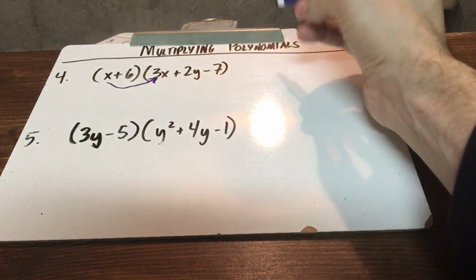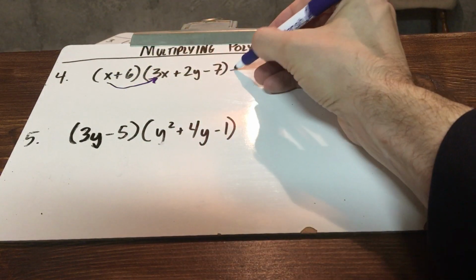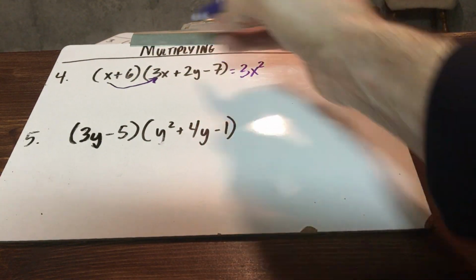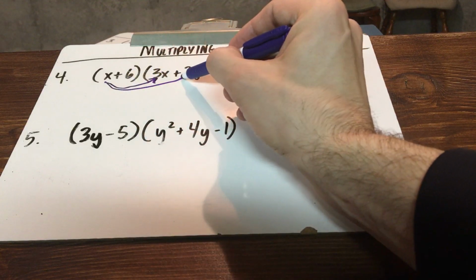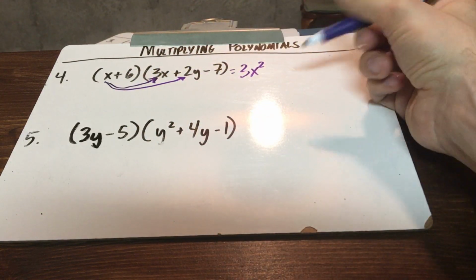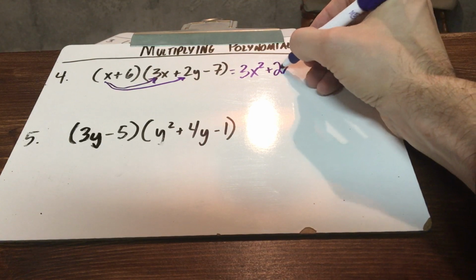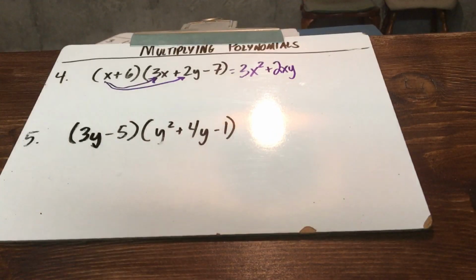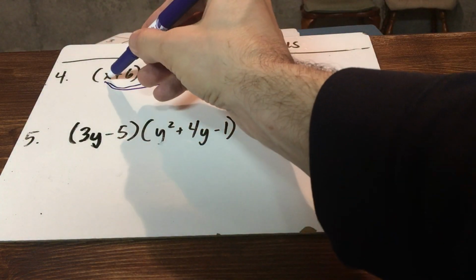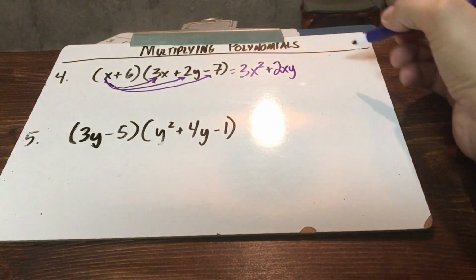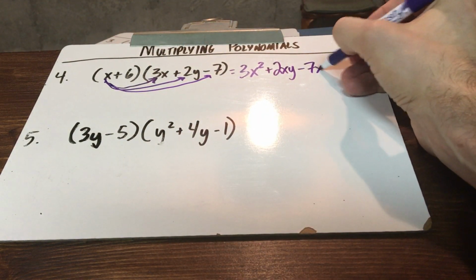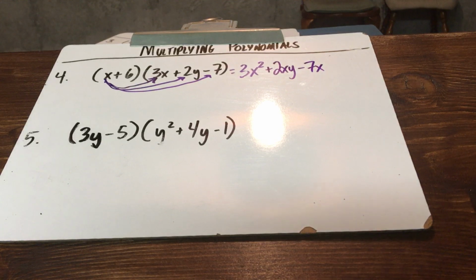I would do x times 3x. I would do x times 2y. Now, this is kind of weird because you've got an x times a y, but that's all right. X times 2y is just going to be 2xy. See, I put those in alphabetical order. I would do x times negative 7. That's negative 7x. All right, so I distributed the x to everything.